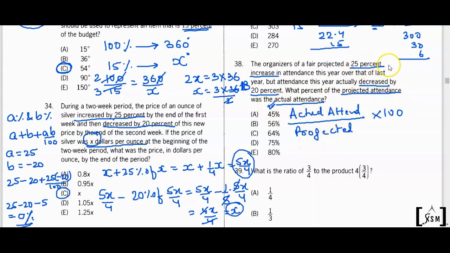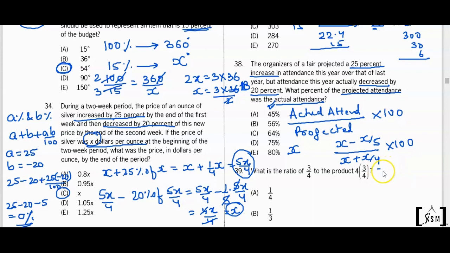So let's say initially the attendance was X. Because it was projected as a 25% increase, the projected attendance would be X plus X over 4, since 25% increase means 1/4 increase. Whereas the actual attendance became a 20% decrease, so it is X minus X over 5, since 20% decrease means 1/5, right? And times 100, we have to solve that.